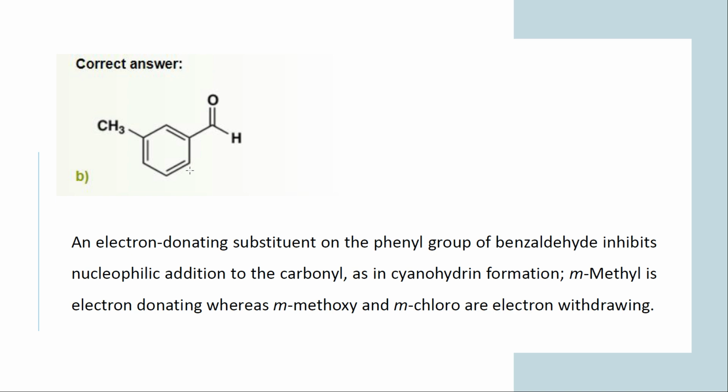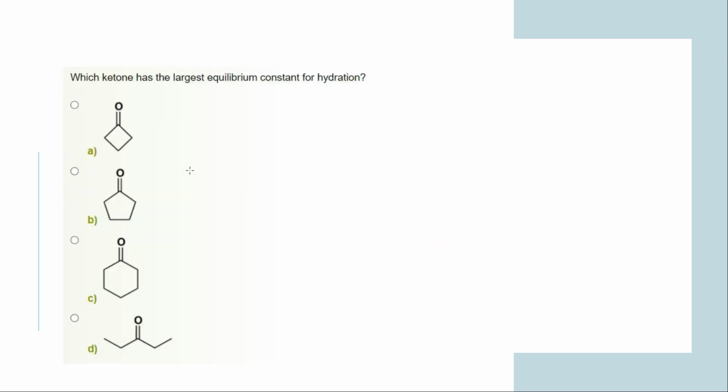So let us move to the next question. Which ketone has the largest equilibrium constant for hydration? In this question, you are given four ketones, and out of these four, three are cyclic ketones, and option D is acyclic.